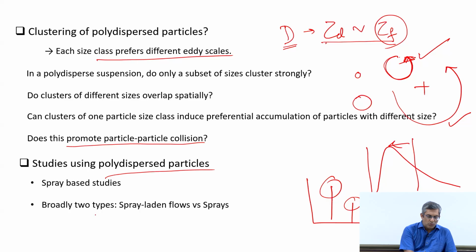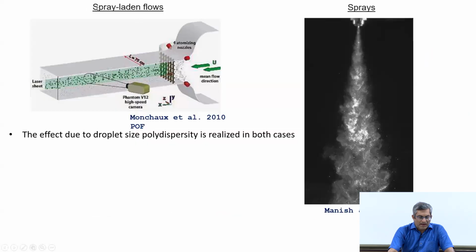Now, broadly there are two types of spray based studies. One is spray laden flows and the other one is sprays. Let us understand what the difference is. In case of spray laden flow, as you can see here, for example, we have a wind tunnel in which we keep some grids. Why are the grids kept? Imagine there are no particles initially. The grids are kept because they will influence the turbulence characteristics.